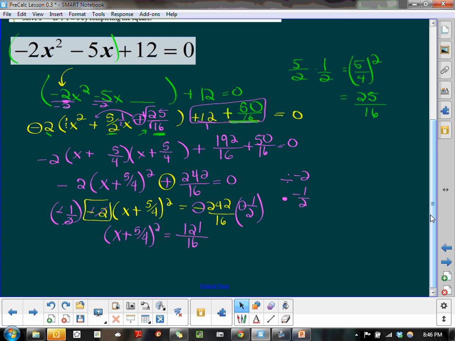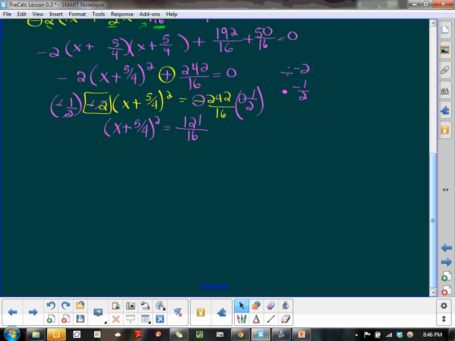So now we want to undo our squaring. To undo the squaring, you square root, so it's going to be x plus 5/4 has to equal a plus or minus. Every time we take the square root of a constant, we have to worry about both the positive and negative value of a 121 over 16. So that means x plus 5/4 would have to equal a plus or minus 11/4. Almost home. We're going to add the 5/4 to both sides.